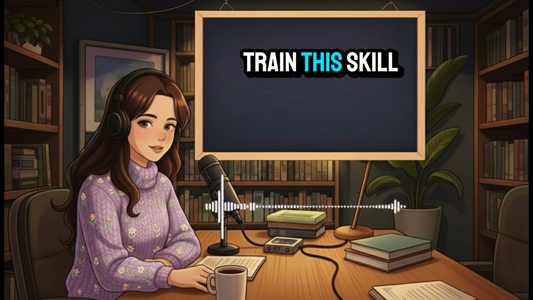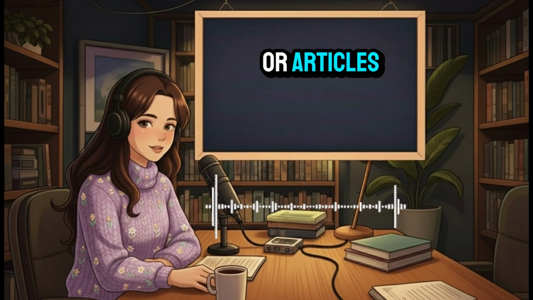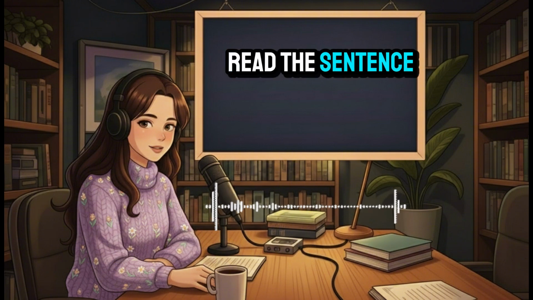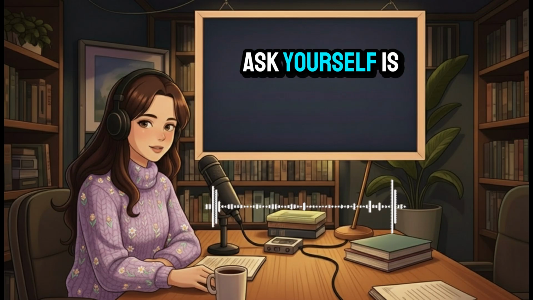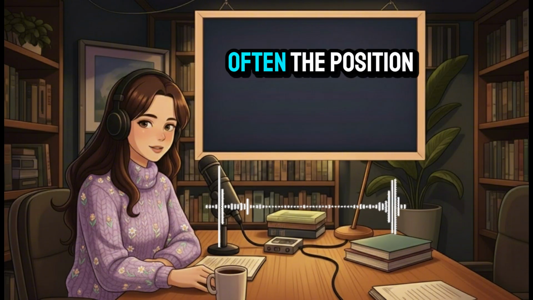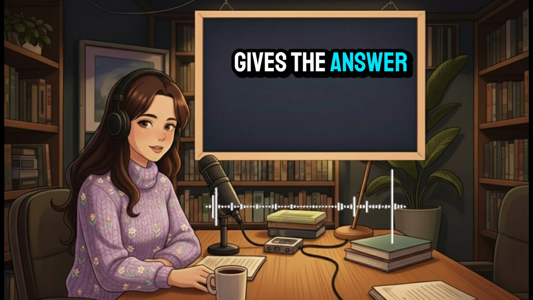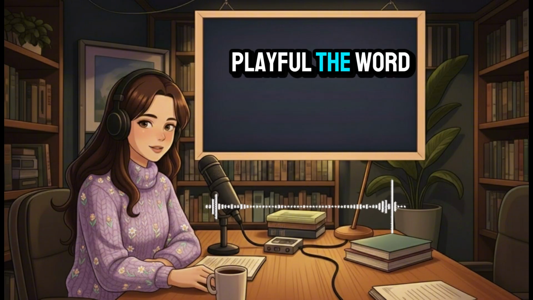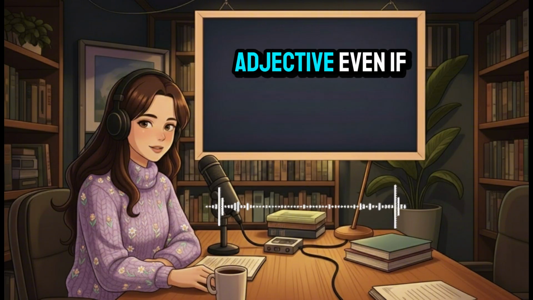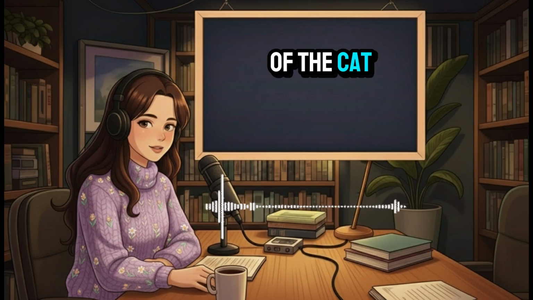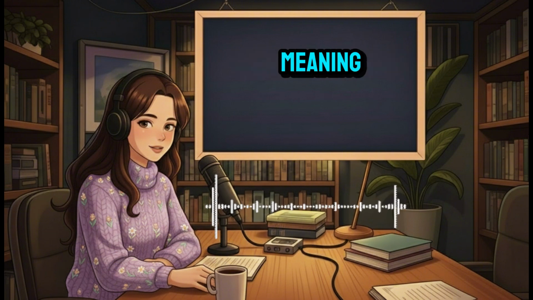You can also train this skill while reading stories or articles. When you see a new word, don't stop. Read the sentence before and after. Ask yourself, is this word describing a person, an action, a feeling, or an object? Often the position of the word gives the answer. For example, in the sentence, the cat is playful, the word is describing the cat, so it's an adjective. Even if you don't know playful, you know it is some quality of the cat. That alone helps you guess the meaning.